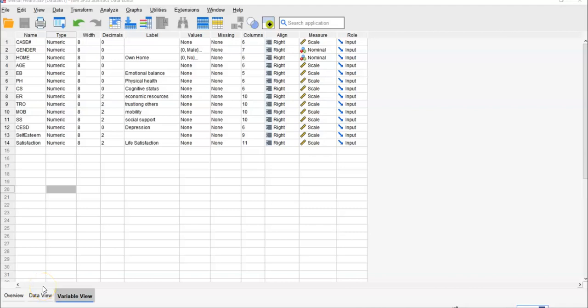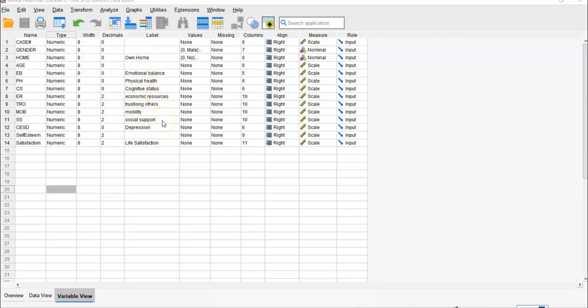Hello everyone, today I want to conduct a multiple regression with data about depression. You can see the variable is influenced by many different factors. The criterion variable will be depression, and the other independent variables will be the different sources here. It can be emotional balance, physical health, economic resources, and trusting others. There are many different factors.